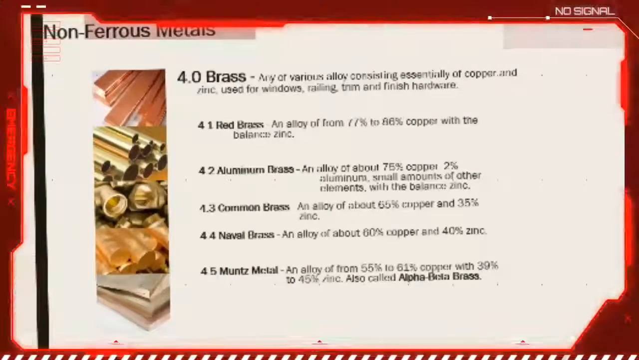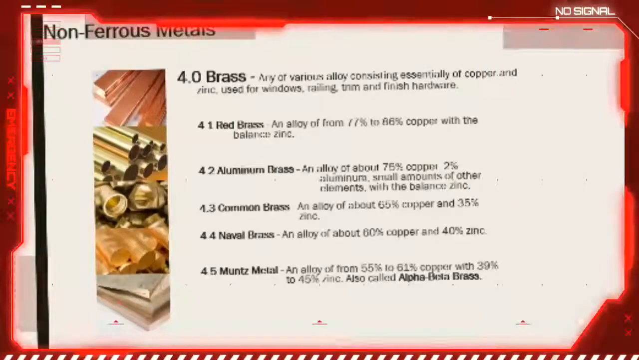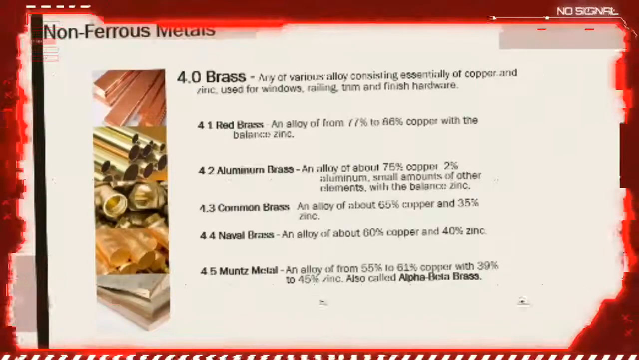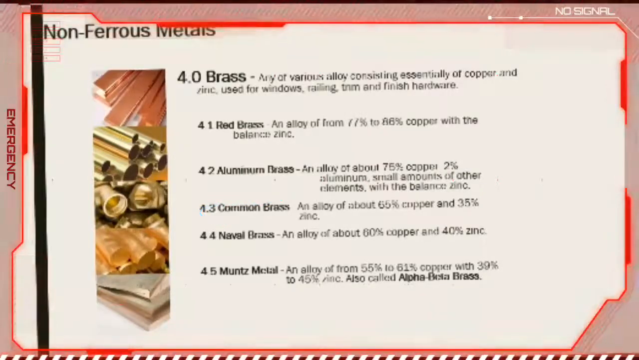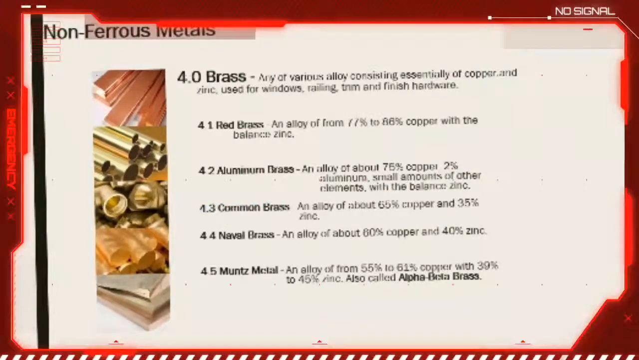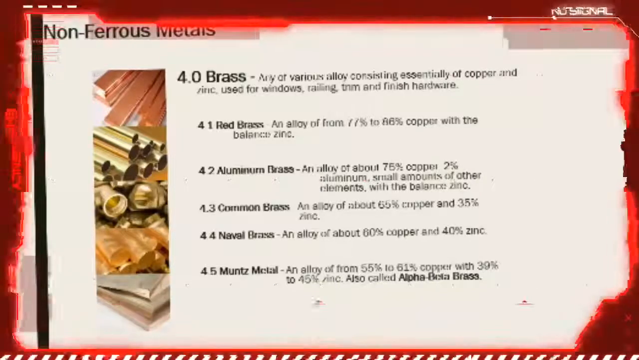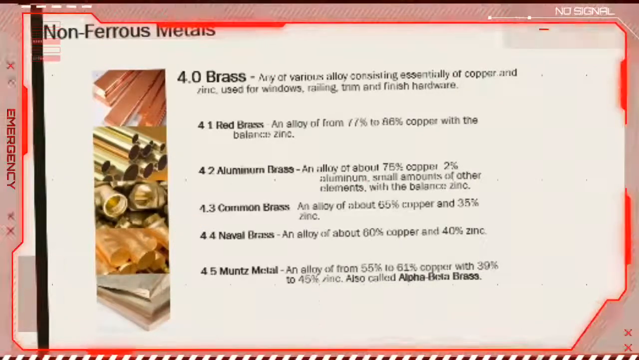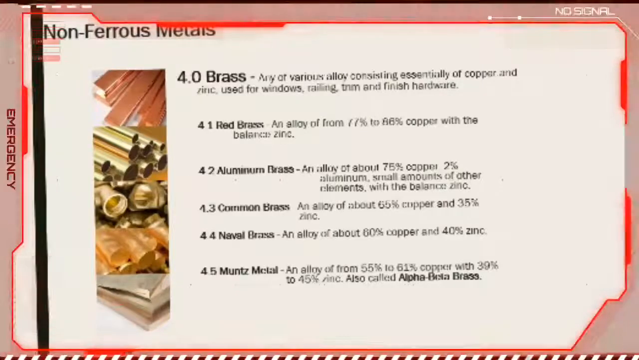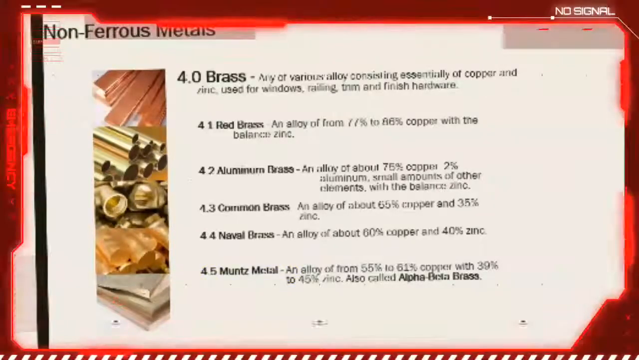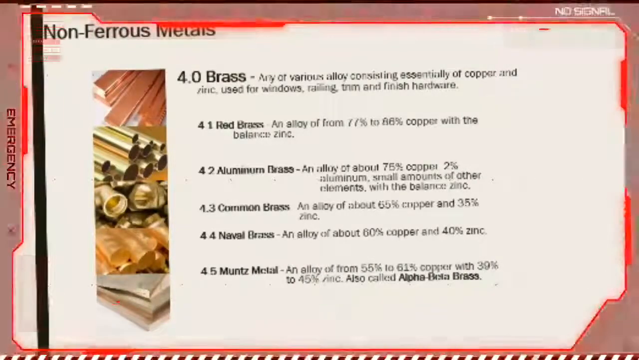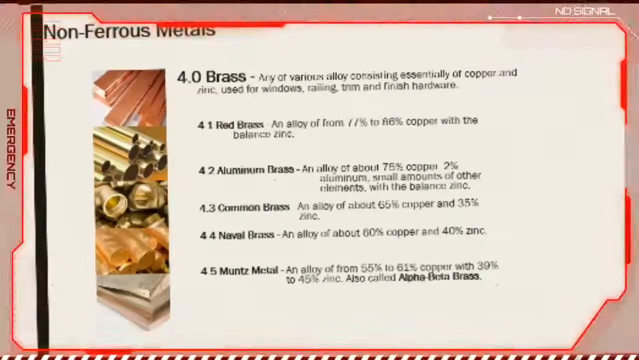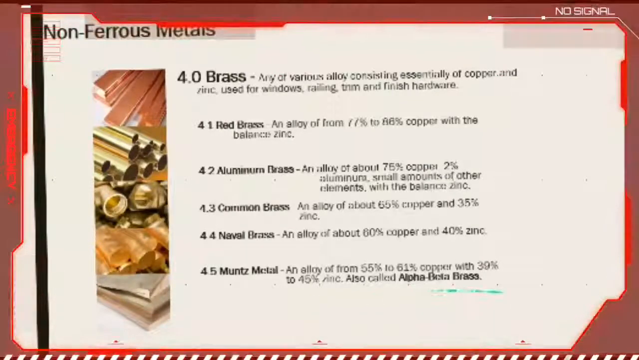Next is aluminum brass, an alloy of about 75% copper, 2% aluminum, small amounts of other elements with the balance of zinc. Next is common brass, an alloy of about 65% copper and 35% zinc. Next is naval brass, an alloy of about 60% copper and 40% zinc. Muntz metal, an alloy of from 55% to 61% copper with 39% to 45% zinc, also called alpha beta brass.